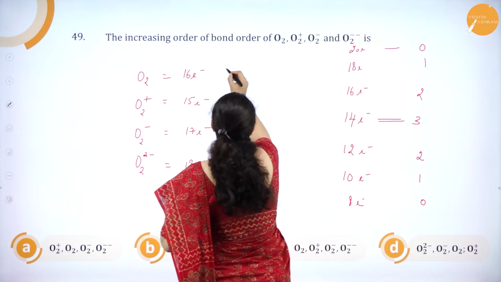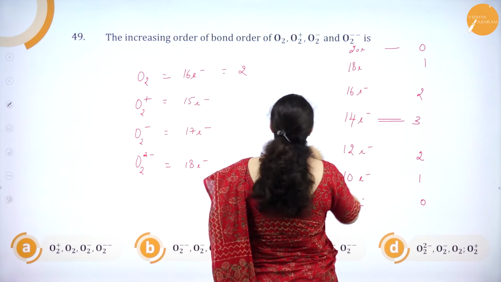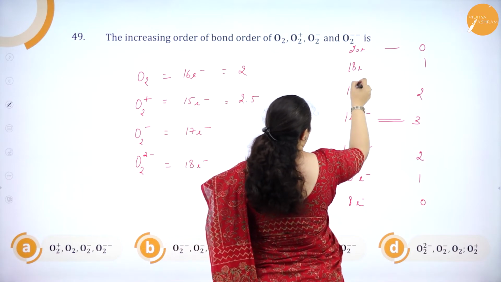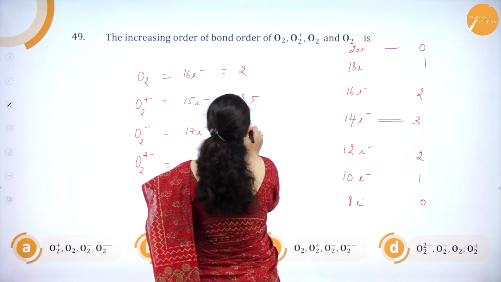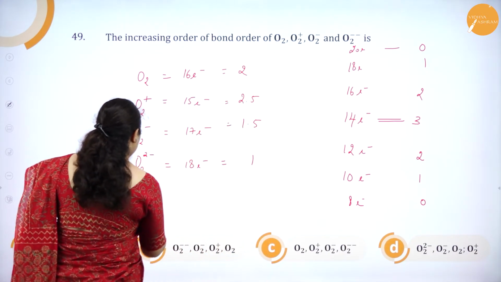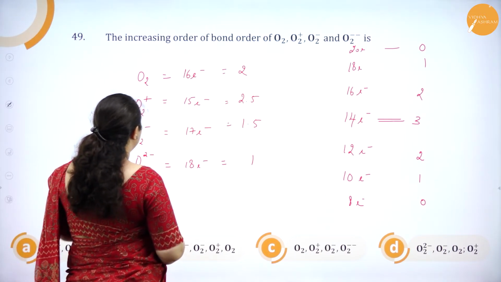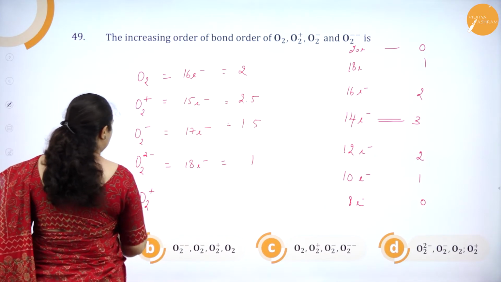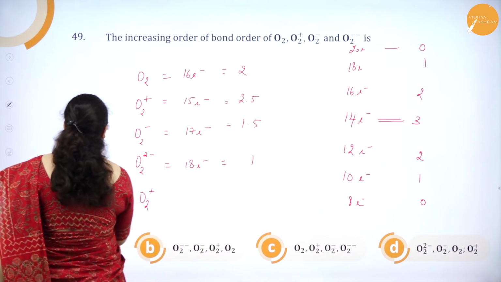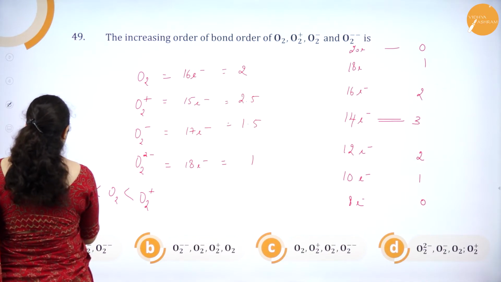16 electrons, bond order is 2. 15 electrons, between 14 and 16, you get 2.5. 17 electrons, between 16 and 18, it is 1.5. And 18 electrons is 1. So which should be the correct answer? O2 plus has got the highest value. So in increasing order, it is O2 2 minus, then O2 minus, then O2, and then O2 plus.